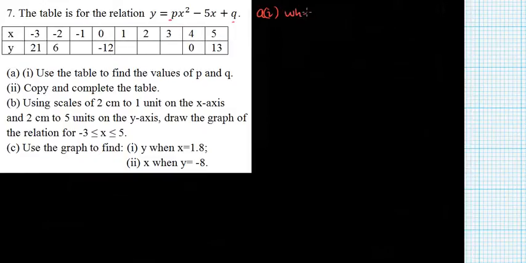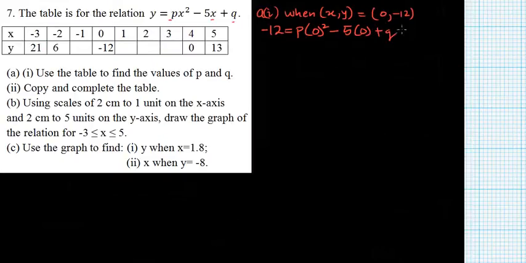When x and y are equal to 0 and minus 12, I'll substitute the values of x and y in this relation here. When x is 0, y is minus 12, so I put minus 12 here. I'll have minus 12 is equal to p, then x is 0, so I'll put 0 squared. This is x squared, so I just substitute x for 0. Then minus 5, I'll put 0 here because this is x, plus q.